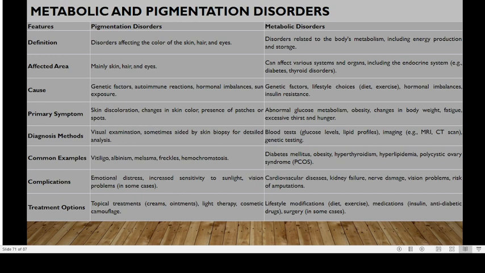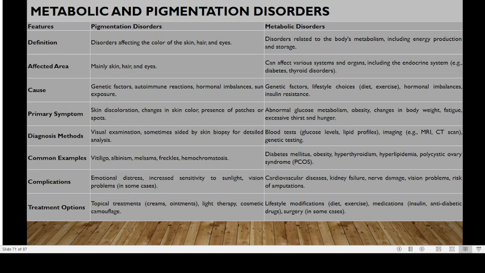So the primary symptoms for pigmentation are skin discoloration, changes in skin color, and presence of patches or spots. Whereas for metabolic, we could have abnormal glucose metabolism, obesity, changes in body weight, fatigue, and excessive thirst and hunger. For diagnosis, pigmentation disorders are diagnosed through visual examination, sometimes aided by skin biopsy for detailed analysis, whereas metabolic disorders are diagnosed through metabolic tests and imaging tests.